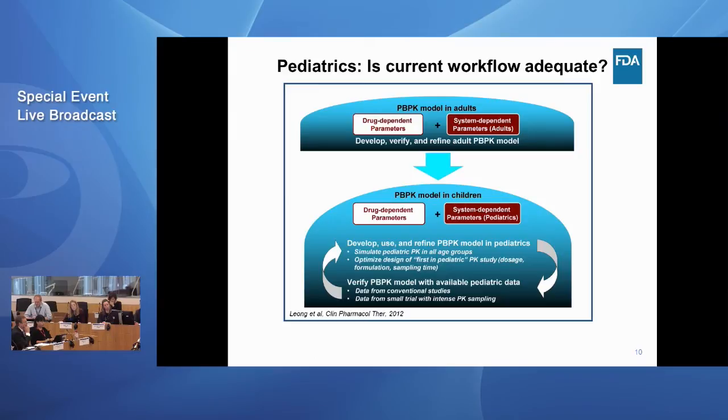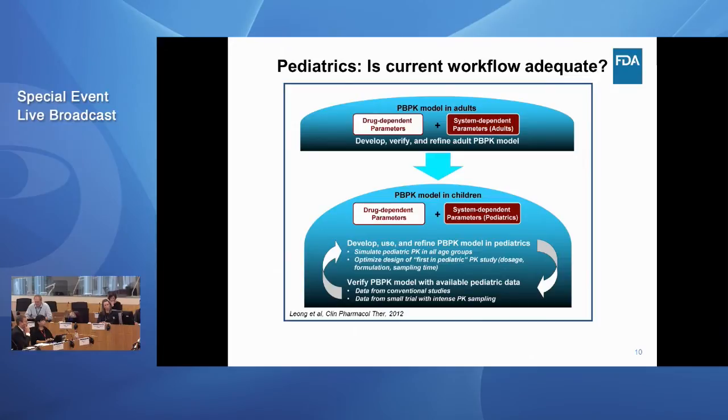Moving on to relatively newer territory in terms of predictive performance, the question that can be generally asked is whether predictive performance has been demonstrated for other applications. Here I just use the next two slides to illustrate our current thinking around pediatrics. And the question is, is the current workflow adequate? This workflow was actually reported in 2012 in one of the earlier PBPK research projects. So it started with developing and verifying the model in adults, before the model can be applied in conjunction with the system-dependent parameters or pediatric population model to predict drug PK in pediatrics.